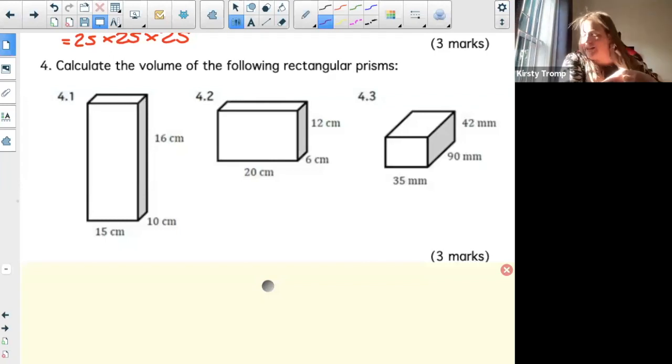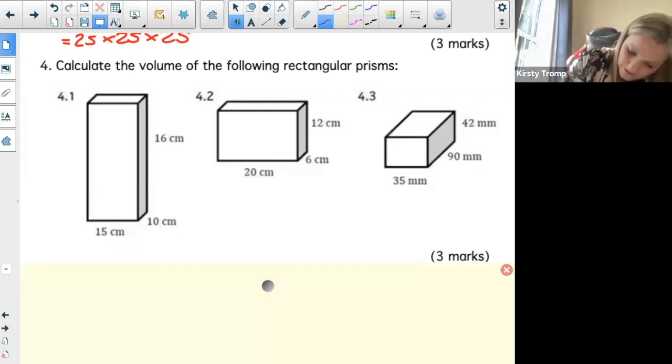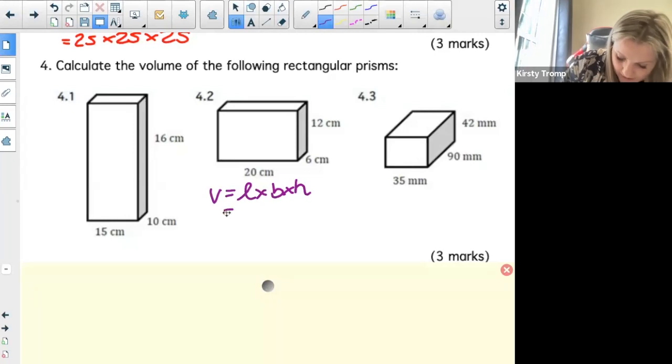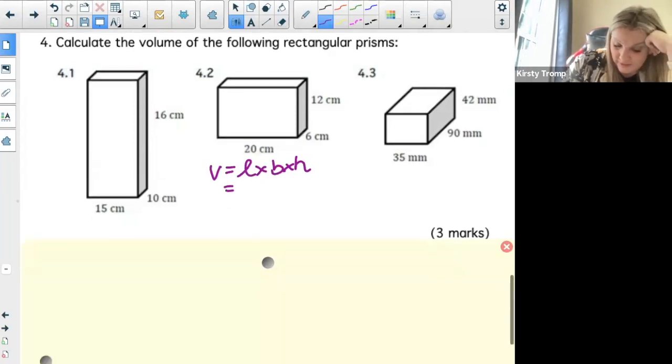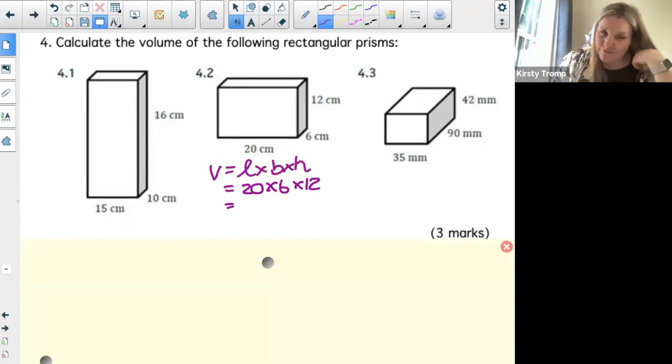What's the first thing you wrote on your page? Volume equal to L times B times H. Well done. Then what did you say? Equal to 20 times 6 times 12. Well done. Rockstar. And what's the answer equal to? That is equal to 1,440 centimeter cubed.